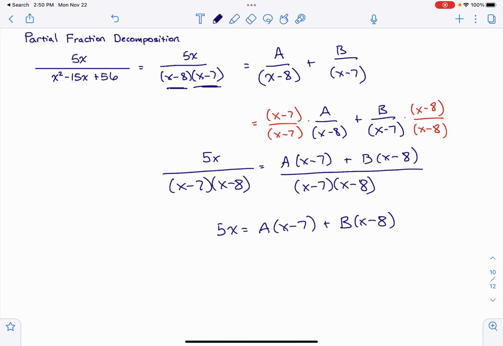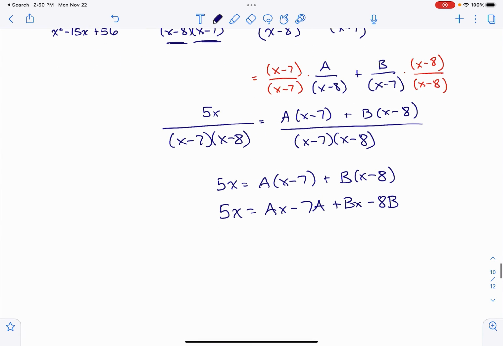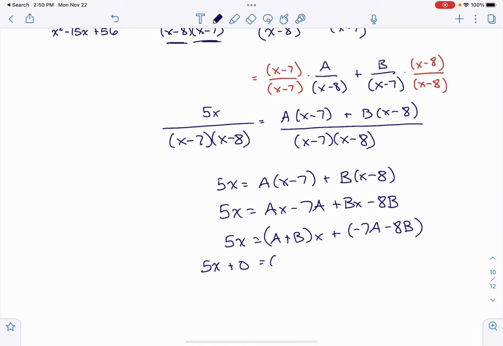Now we distribute the A and the B. 5x equals Ax minus 7A plus Bx minus 8B. Then combine the like terms: (A plus B) times x plus (negative 7A minus 8B). Well, if you look at the right side and the left side, you'll notice that if I rewrite the left side as 5x plus 0 equals (A plus B) times x plus (negative 7A minus 8B), that 5 has to equal A plus B. So A plus B equals 5. And likewise, 0 has to equal negative 7A minus 8B.